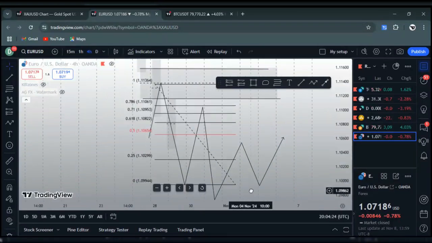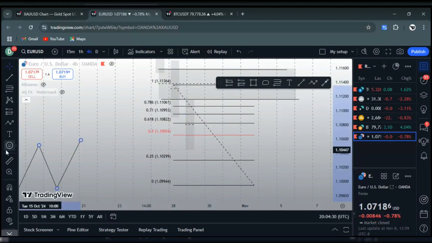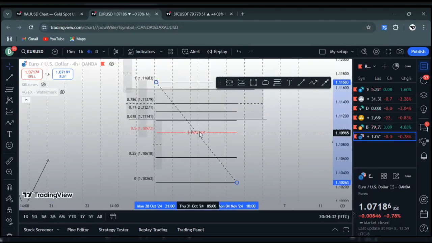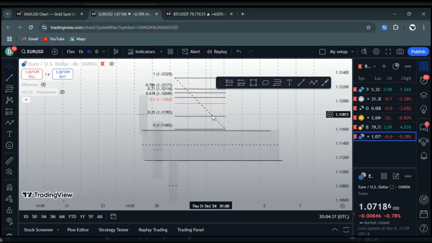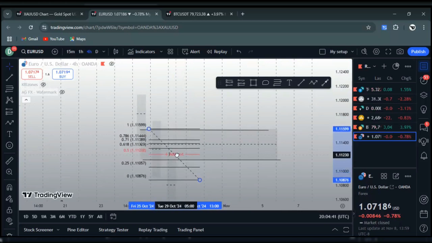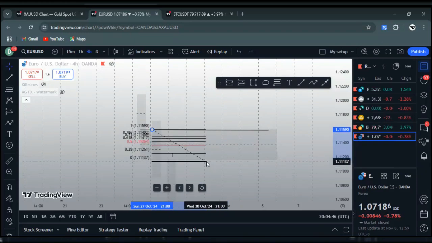But this is where I'm just going to use this for measurement of the rectangle that I plotted for our fair value gap. So the measurement is, if you just put it from the top of your wick to the low, it's going to give you your 50%.